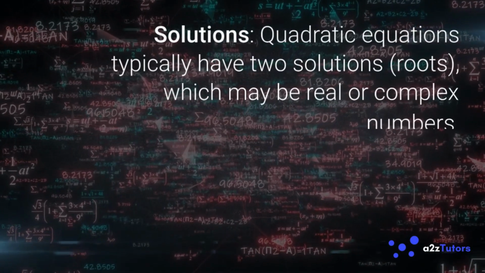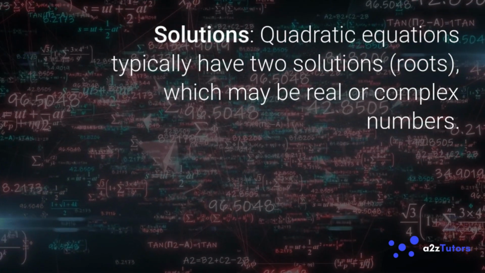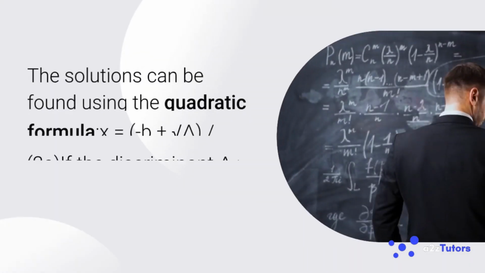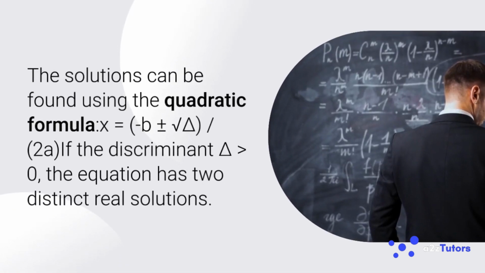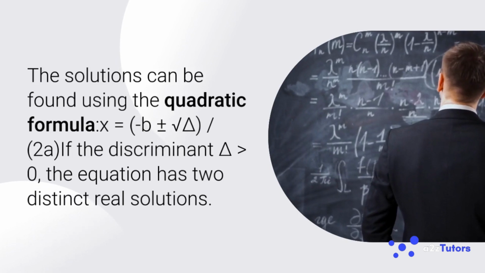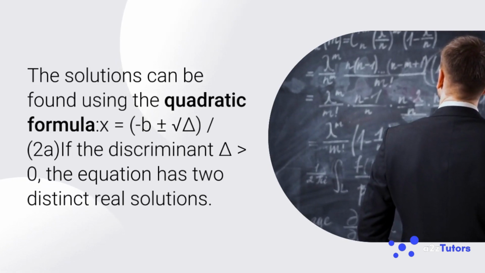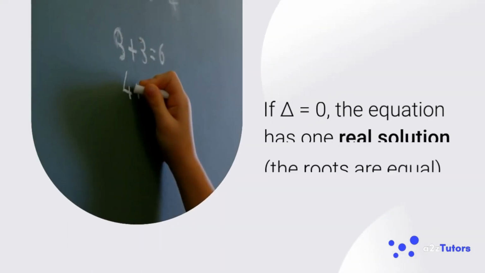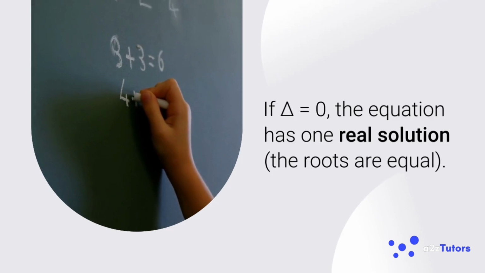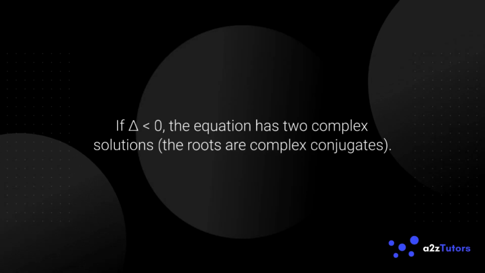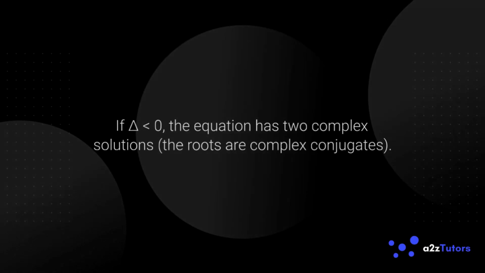Quadratic equations typically have two solutions, known as roots, which may be real or complex numbers. The solutions can be found using the quadratic formula, x equals negative b plus or minus the square root of delta, divided by 2a. If the discriminant delta is greater than 0, the equation has two distinct real solutions. If delta equals 0, the equation has one real solution, the roots are equal. If delta is less than 0, the equation has two complex solutions, the roots are complex conjugates.